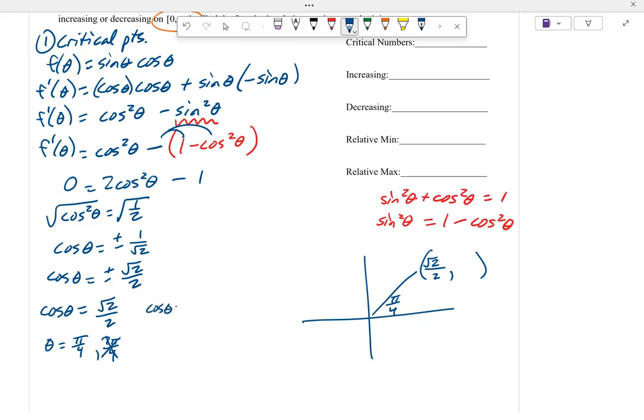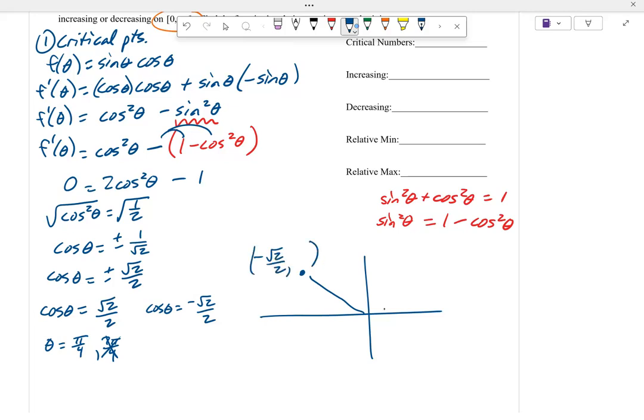How about where's the cosine of theta negative root 2 over 2? Over here, negative root 2 over 2. 3 pi fourths. Theta would be 3 pi fourths. And of course, the next one would be 5 pi fourths, but again, that's outside. We're only looking between 0 and pi here.